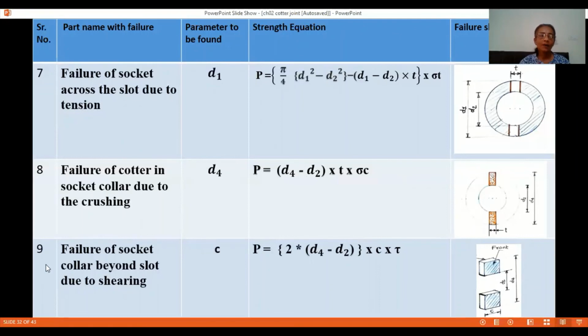Ninth step is failure of socket collar beyond slot in shearing. So here we can see this is a double shear failure. Students, we have seen from this failure sketch the equation of the strength. P is equal to 2 into d4 minus d2 into c into tau. From this equation, we will be able to find the minimum length or thickness beyond slot for the socket collar to resist the shear failure.